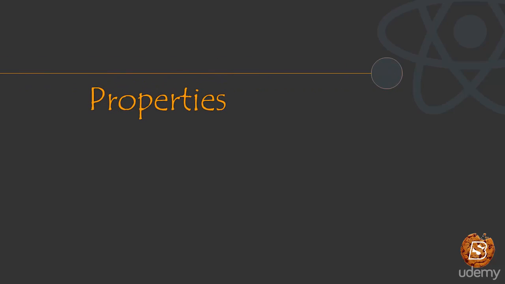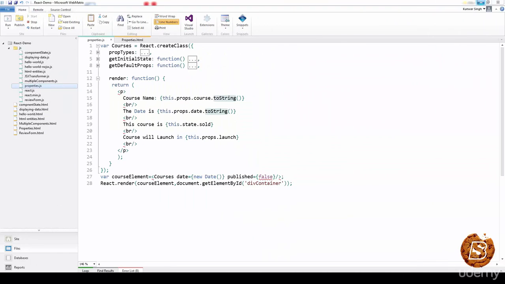In order to customize our components in React.js, we make use of properties. Now there are two things which a component can have. The first one being state and the other one is properties. State is something which is internal to a component, whereas properties are something which is external to a component, and they can be used to further define what exactly that component does.